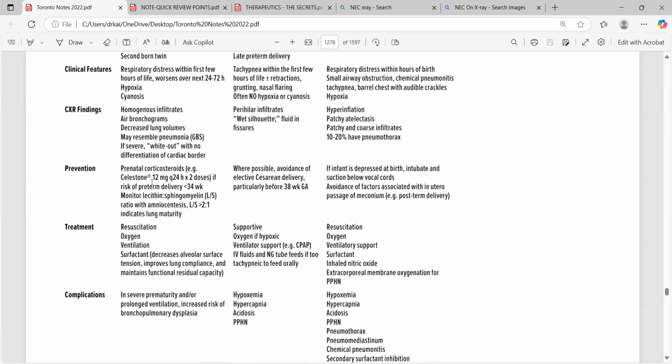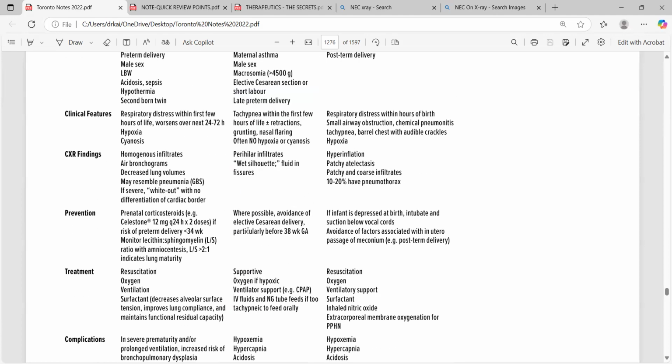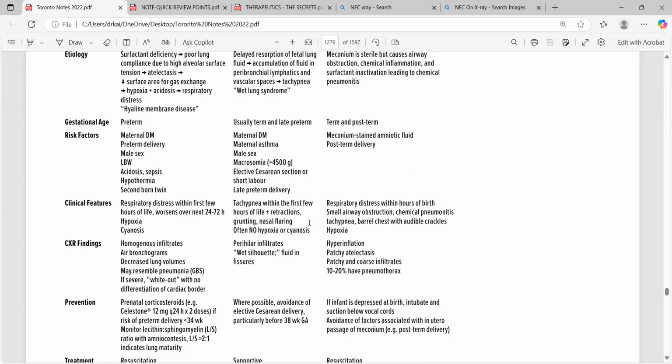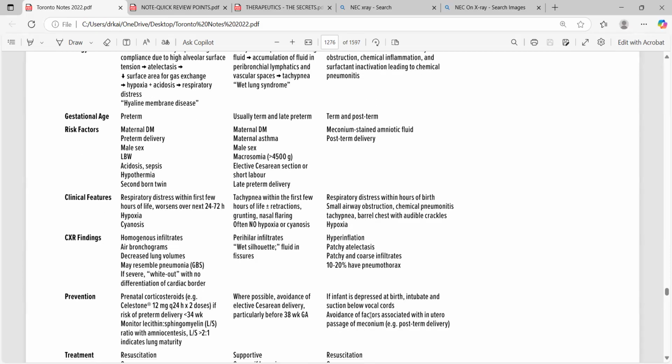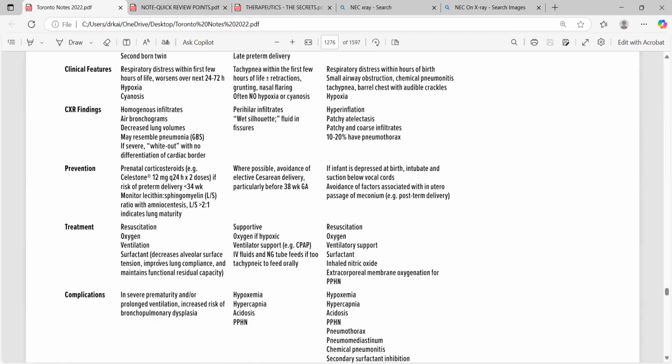Prevention: what is the prevention for RDS? Basically the steroid. What is the prevention for TTN? Where possible, avoid elective C-section, particularly before 38 weeks. Then meconium: if the infant is depressed, then go for C-section right away, or intubate and suction the vocal cords, and avoid the factors associated with the uteropassage of the meconium.